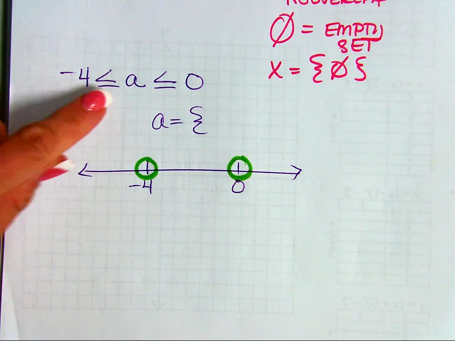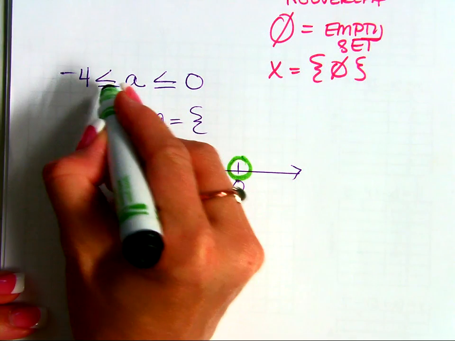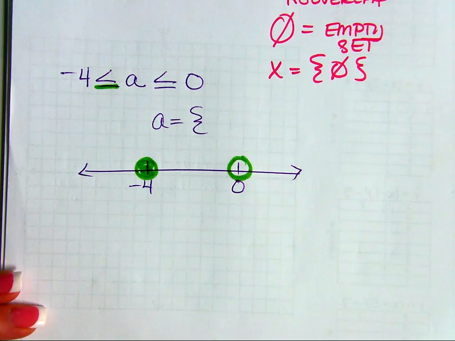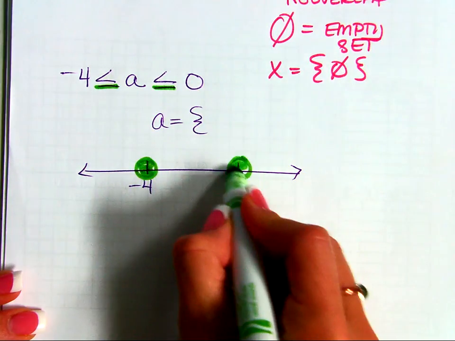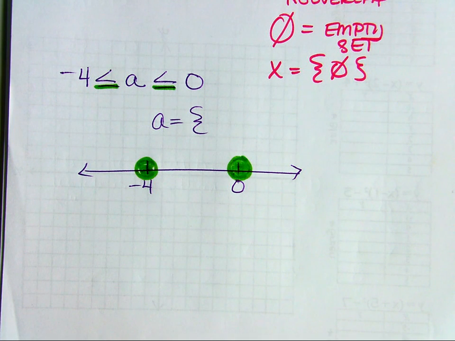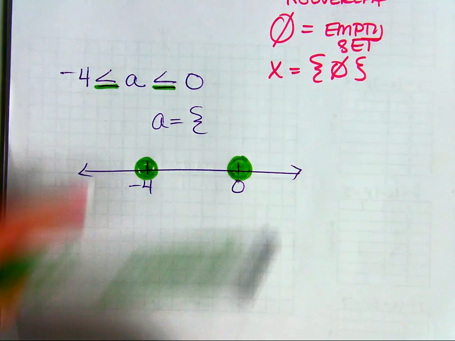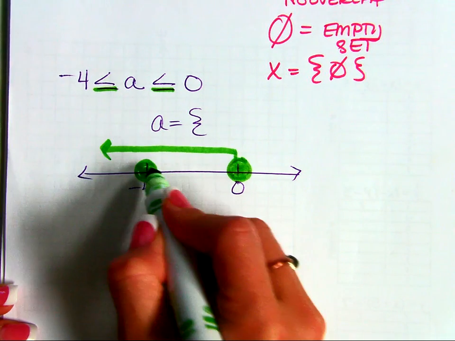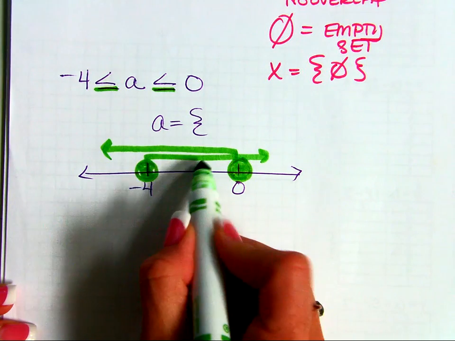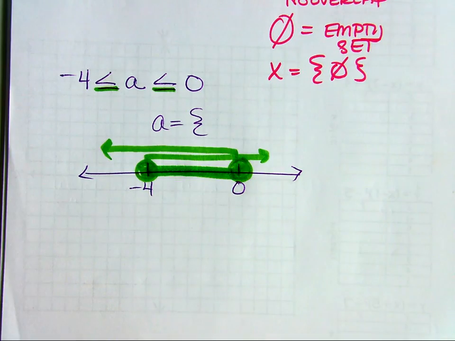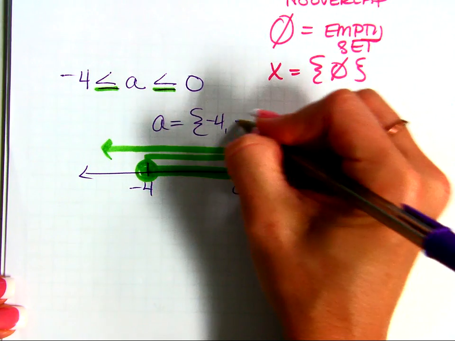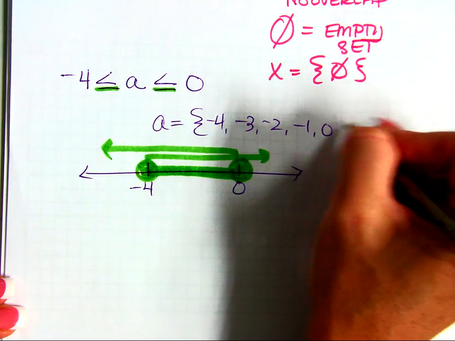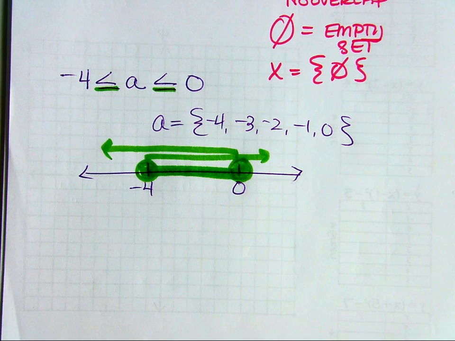Can it be -4? Yeah? How do I know? Because of that right there. Color it in. Can it be 0? So both -4 and 0 are going to be included in my number line. So basically it's going to be -4 and 0 and every number in between. So you're going less than or equal to 0, but greater than or equal to -4, which means basically you're going to have this area right here. So now that could mean -4, -3, -2, -1, and 0. Everybody good with that?